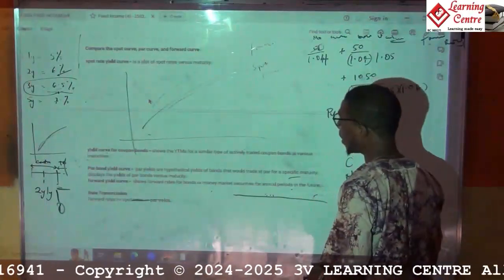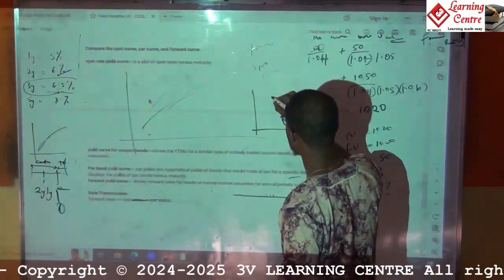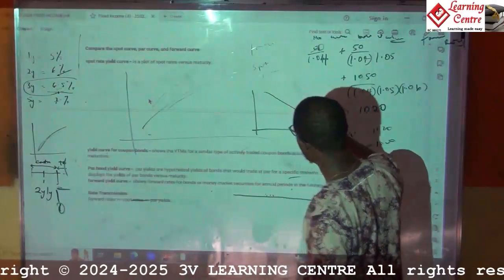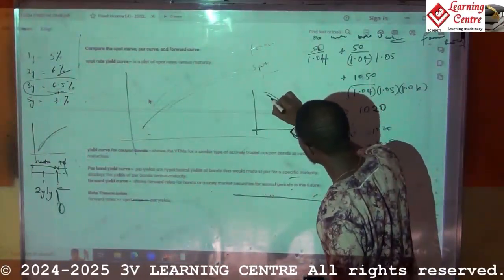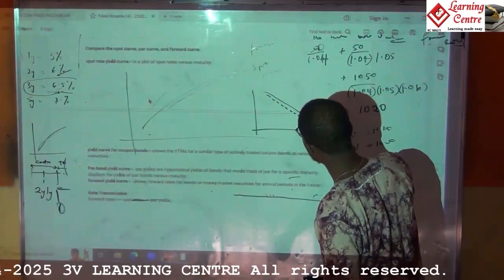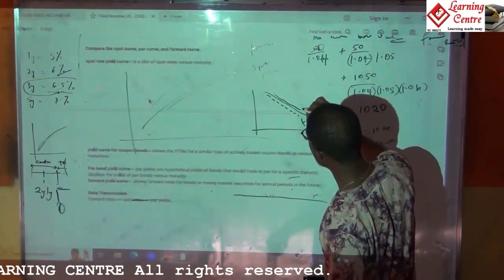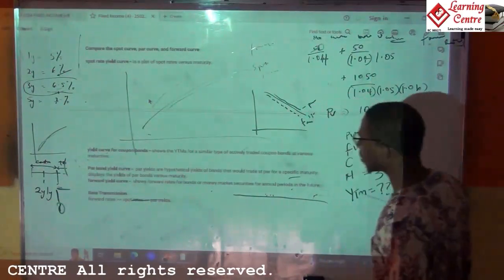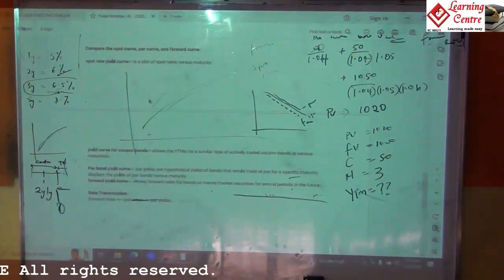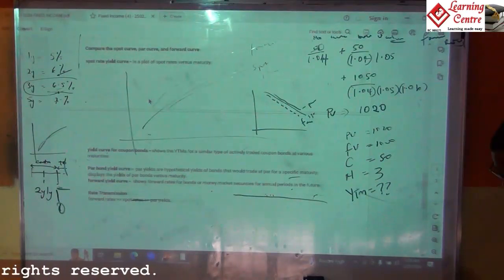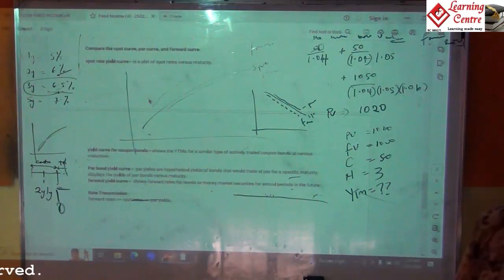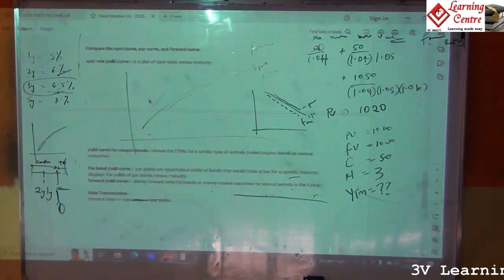What happens when we have a downward sloping lead curve? This is your spots. Your forward will lie below it, and your par will hold these spots very closely. The downward sloping lead curve is the inverted lead curve. Any question?